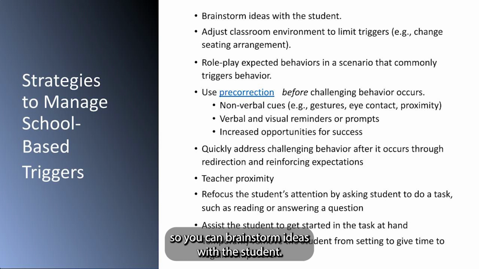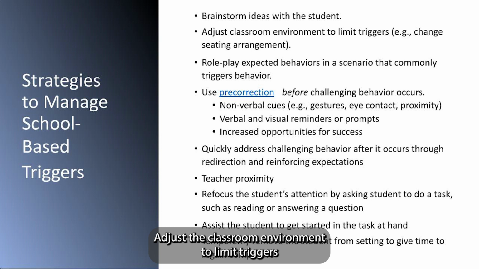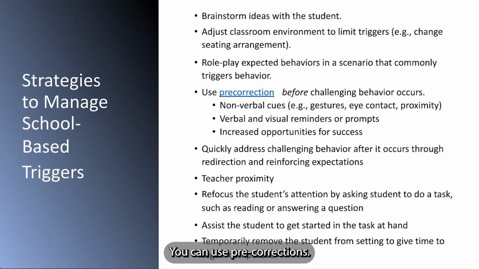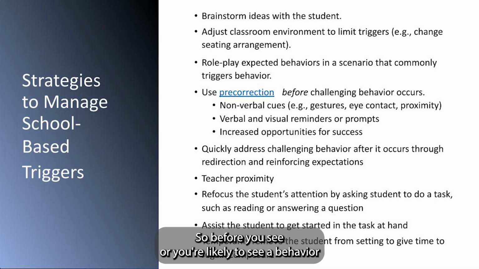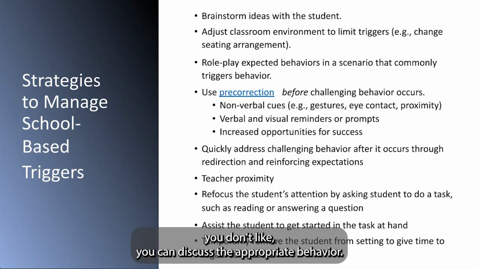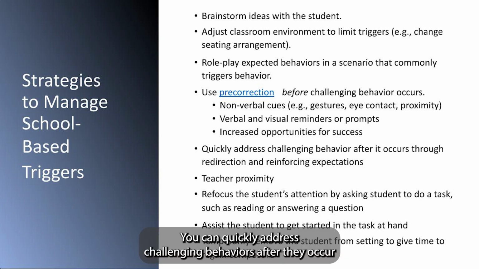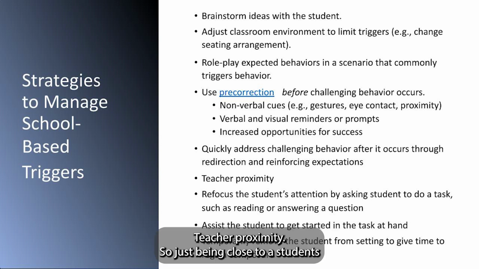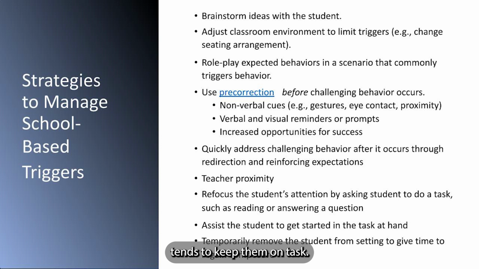So, some strategies to manage school-based triggers. You can brainstorm ideas with the student, and adjust the classroom environment to limit triggers, like changing the seating arrangement. You can role play expected behaviors in a scenario that commonly triggers those behaviors you don't like. You can use pre-correction, so before you're likely to see a behavior you don't like, you discuss the appropriate behavior. You can quickly address challenging behaviors after they occur through redirection and reinforcing of the good expectations. Teacher proximity, so just being close to students, tends to keep them on task.